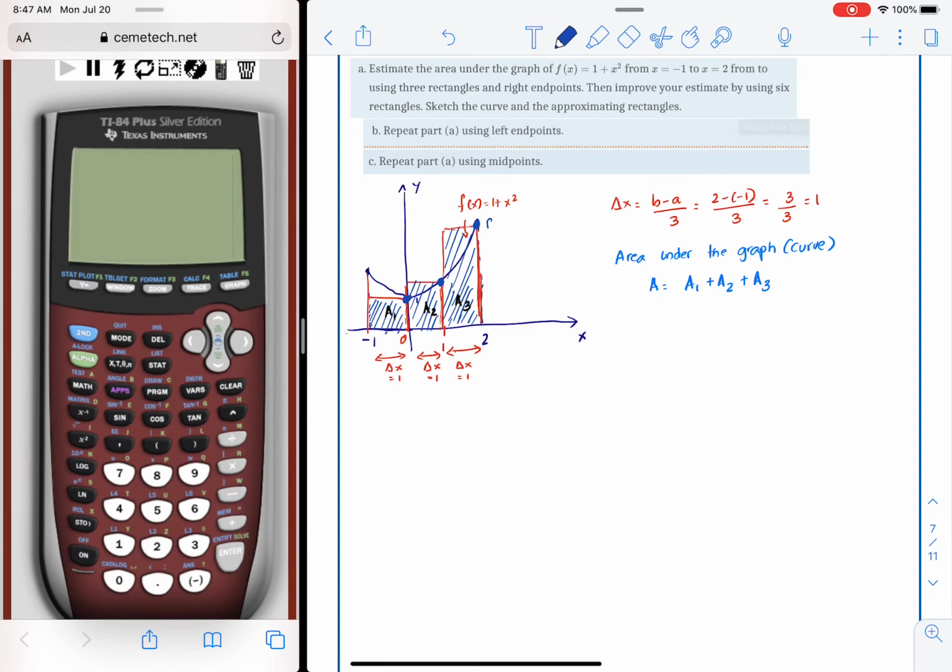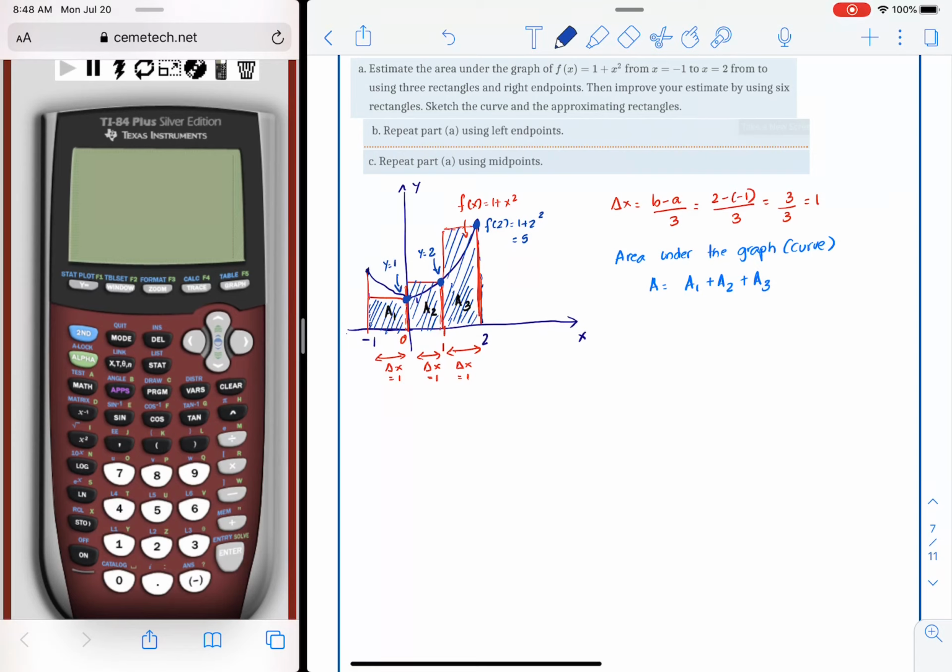So f of 2 would be 1 plus 2 squared, and we would get 5 right there. F of 1 would be equal to 1 plus 1 squared, we'd get 2. And here, f of 0, and we'd get y equals 1. So the height at x is equal to 0 is 1, height at x is equal to 1 is 2, and the height at x is equal to 2 is 5.